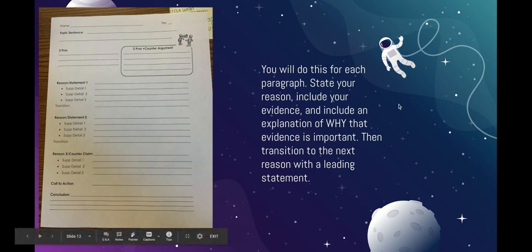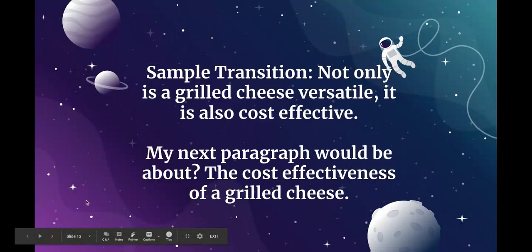So I have provided you with a graphic organizer. And again, this is so important. You're going to do that last step that I just explained for each paragraph. You're going to include your evidence. You're going to include an explanation of why that evidence is important. And then you're going to transition to the next reason with a leading statement. And this transition, I think, really can step up your essay to the next level.